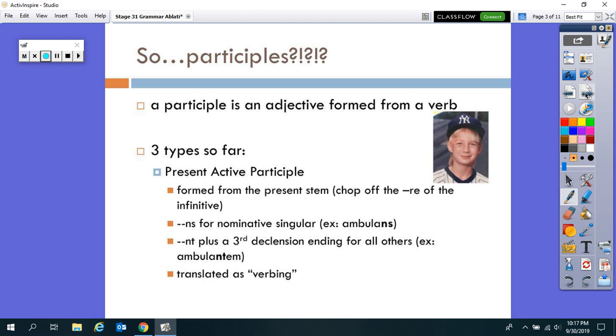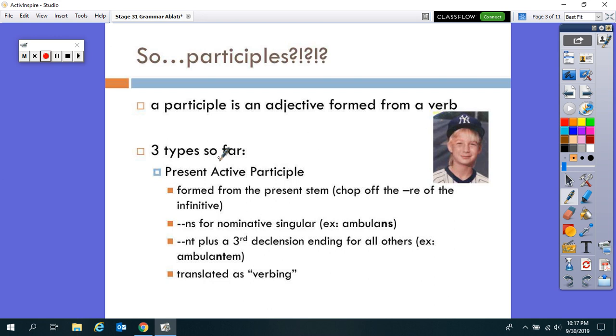Let's review really quickly. A participle is an adjective that is formed from a verb. Remember that participles in Latin are sort of like the mullets of Latin because they are verby in the front and nouny in the back. They look like a verb in the front, but they have noun endings. And you learned three types last year.